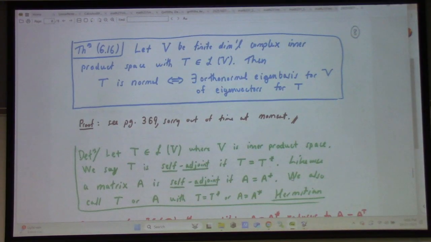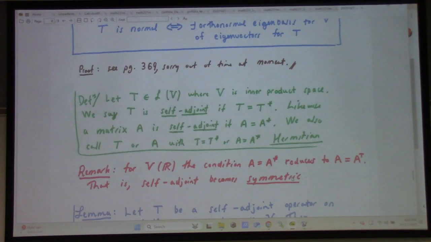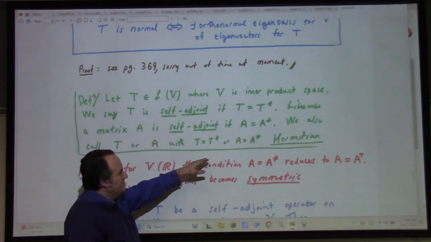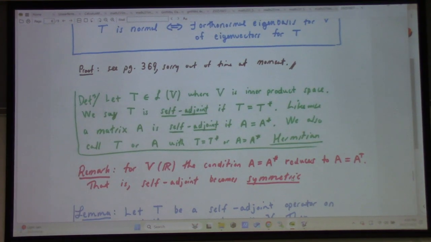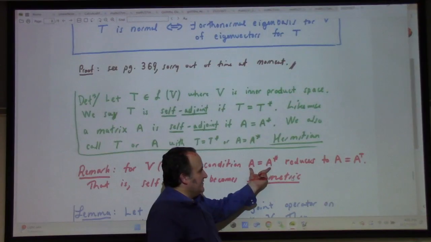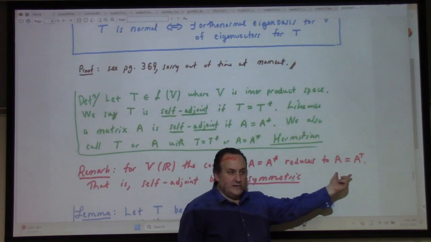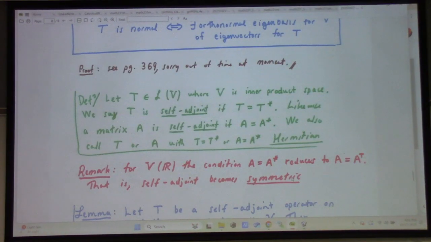And then the next thing is the definition of self-adjoint. A transformation is self-adjoint if T is equal to its adjoint, T equals T star. And likewise, a matrix is self-adjoint if A is equal to A star. They can also be called a Hermitian matrix or operator. And in the context of a real vector space, you notice that the condition of Hermitian just reduces to the condition of symmetric. So self-adjoint is symmetric in the real case, right? A symmetric matrix, or you could talk about a symmetric operator even.